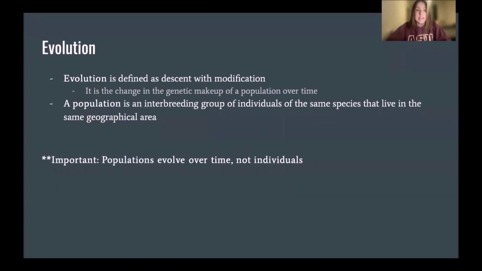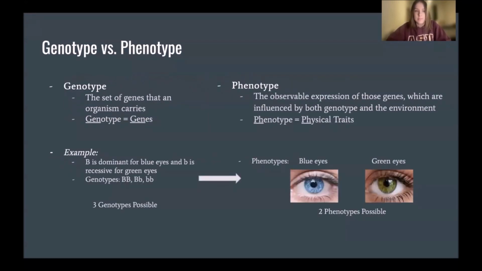So evolution is defined as descent with modification. It is the changes in genetic makeup of a population over time. And a population is an interbreeding group of individuals of the same species that live in the same area. And something important to note is that populations evolve over time and not individuals.